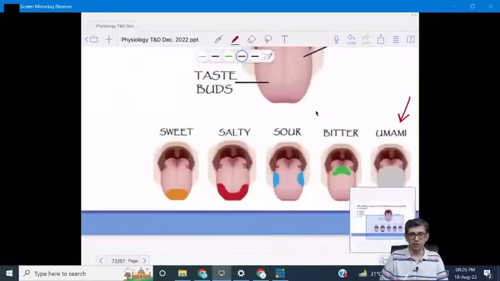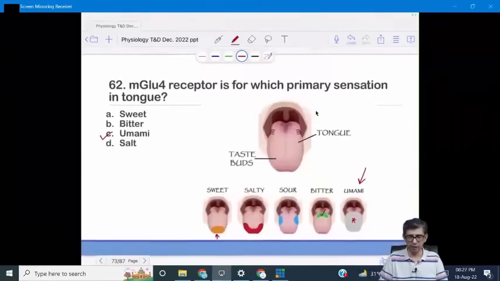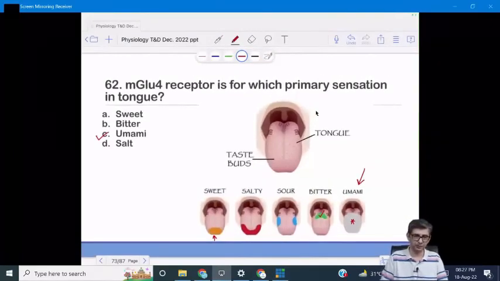So in the tip of the tongue and in the lateral aspect of the tongue, it is sweet and salt. On the dorsum of the tongue is bitter. Sweet is on the tip. When you go a little laterally, it is salty. Then would be sour, and bitter would be on the posterior part of the tongue. But then a large dorsum of the tongue would be able to appreciate this umami taste or sensation, which is mediated via M-glucose receptors. Answer to question number 62 is option number C.